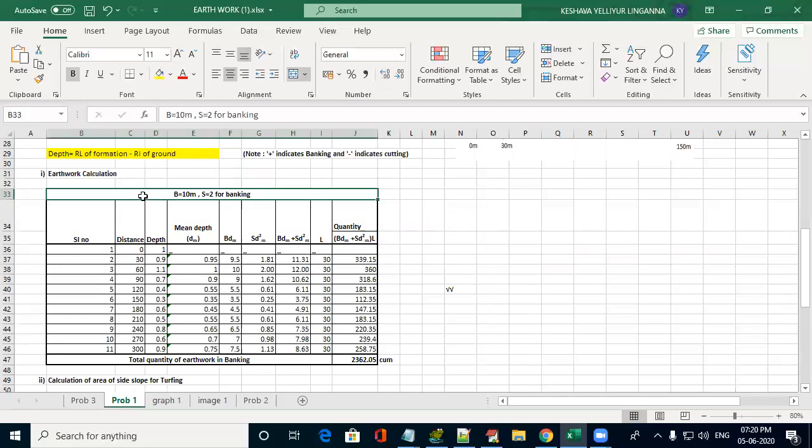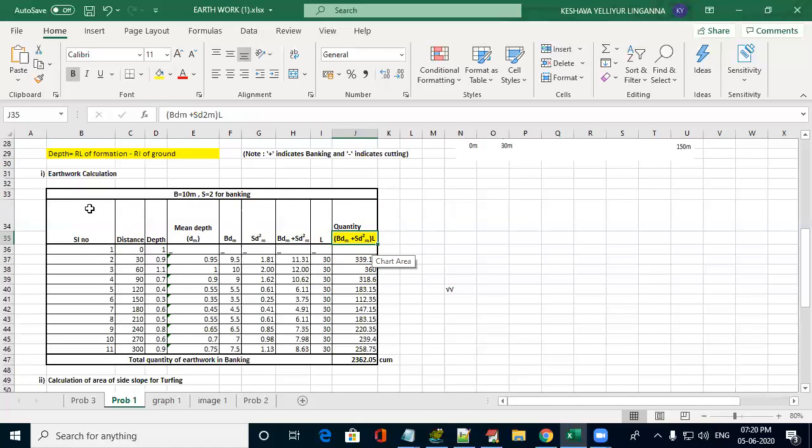So B, that is formation width, B is equal to 10 meter. And S is equal to 2 for banking. So if you have the cutting also, you can put a comma and write S is equal to 1.5, or whatever is given for cutting also. We have learnt that in the mid-sectional area method, the quantity is found like this: (BDM plus SDM square) multiplied by L will give the quantity.